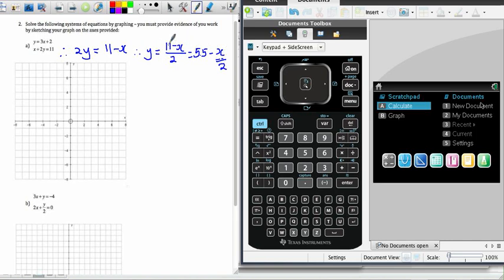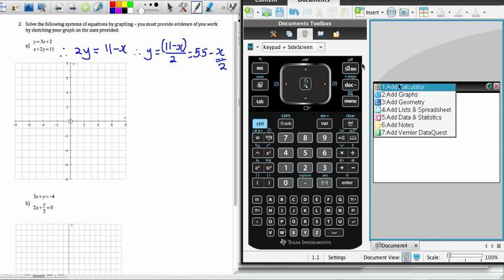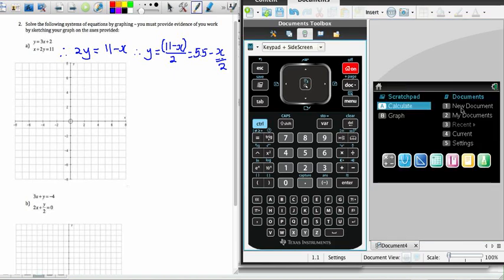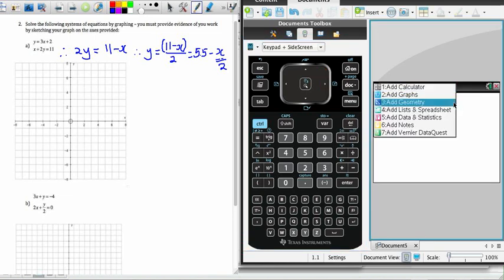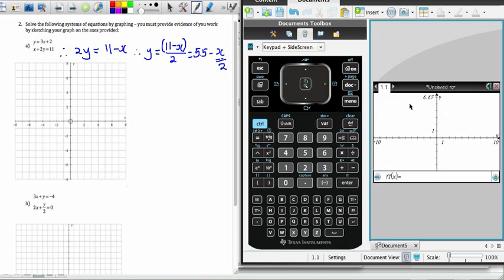If you're going to use the 11 minus x over 2 form on the calculator, you must ensure that you put it in parentheses so that the calculator interprets the expression or the equation correctly. Okay, so now we're going to move to the calculator. As mentioned the first time we use it, what we need to do is open a new document. And so start off on your home page on the right hand side, which you can get to using the trackpad or the cursors. Go to new document, and what we're going to do is select number 2, add graphs.